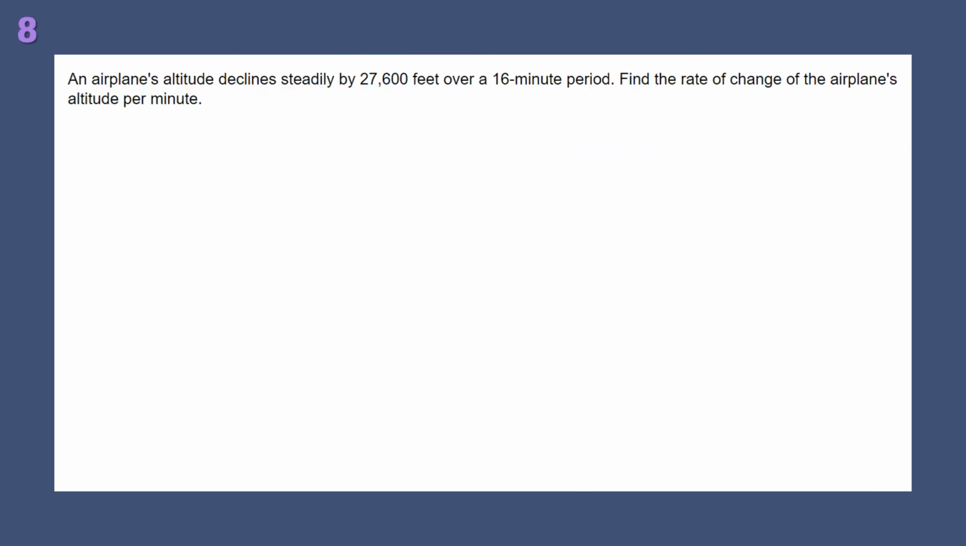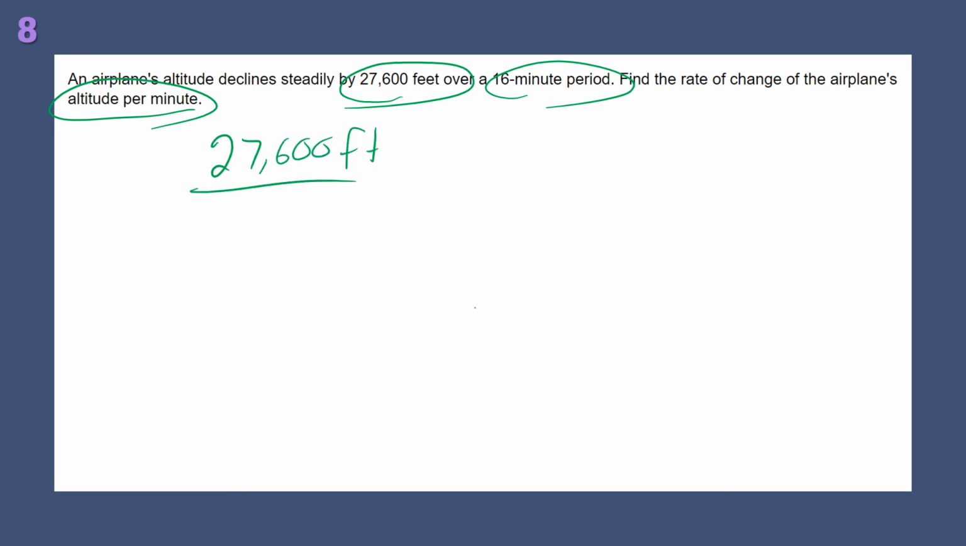An airplane's altitude declines steadily by 27,600 feet over a 16-minute period. Find the rate of change. So altitude per minute is what we want, the rate of change. So that means per minute, we're going to put minutes on the bottom. So we're going to say 27,600 feet over a 16-minute period.